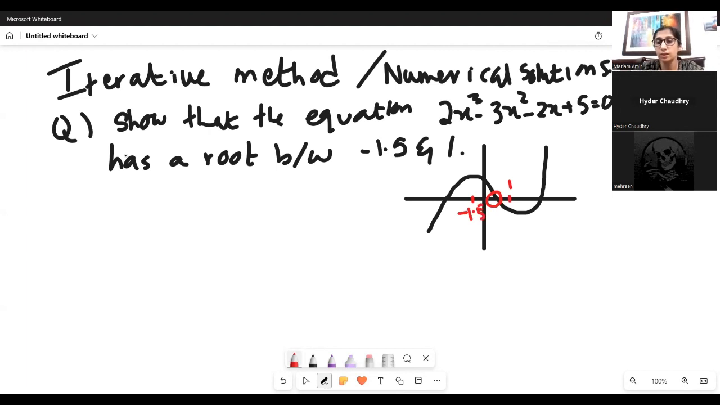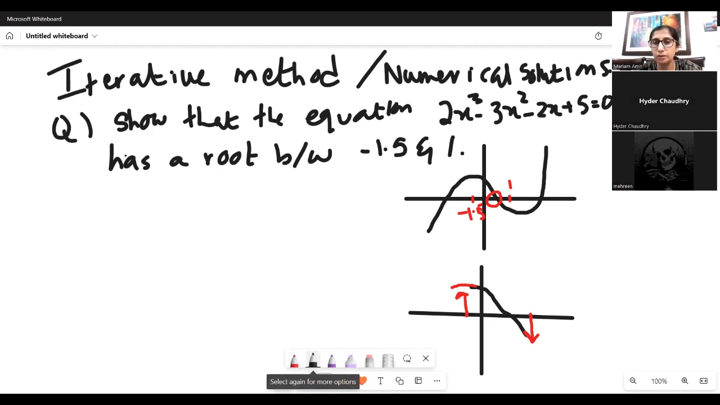If a root lies between two particular values, then at one value you'll have a positive graph, and at the other value you'll have a negative graph, since at a root the curve crosses the x-axis. So right before the root, you'll have maybe a positive graph, then right after the root, you'll have a negative graph. Do you guys understand this point?